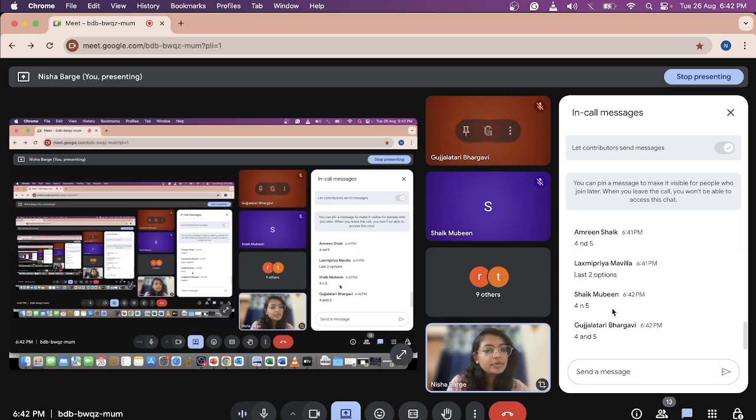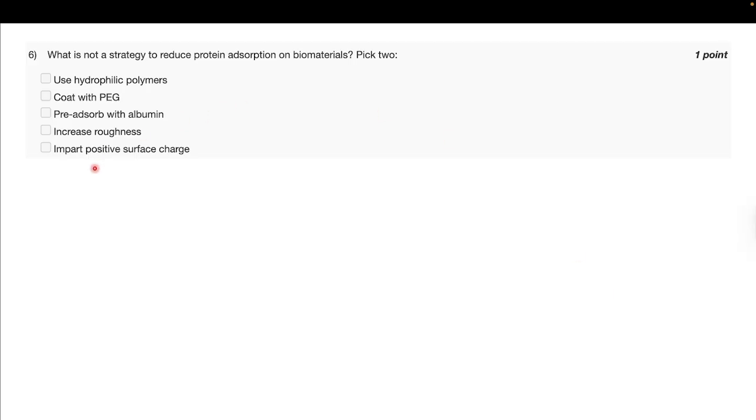Okay, people have already started answering. 4 and 5: increased roughness, impart positive surface charge. Okay. Others? Thank you for answering.